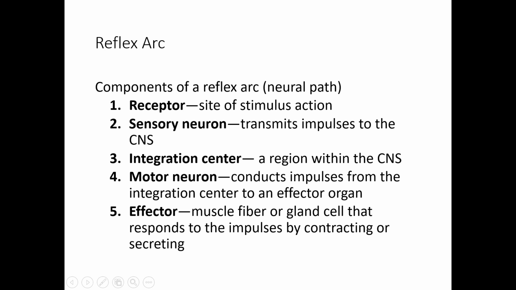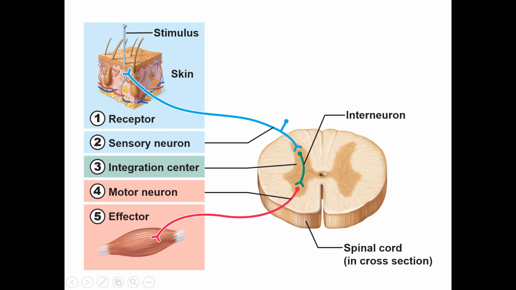Reflex arc, it's all the parts or components of a reflex. Neural path that leads from receptors to muscles, usually effectors. So receptor, sensory neuron, integration neuron, motor neuron, and effector are components of a reflex arc. Let's explain it looking at the picture.